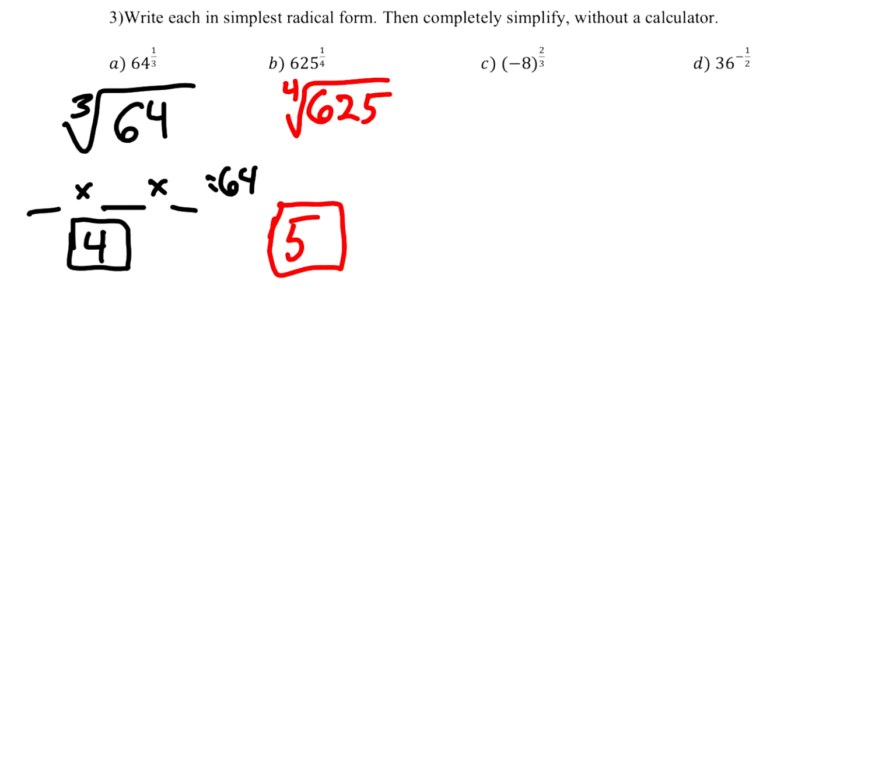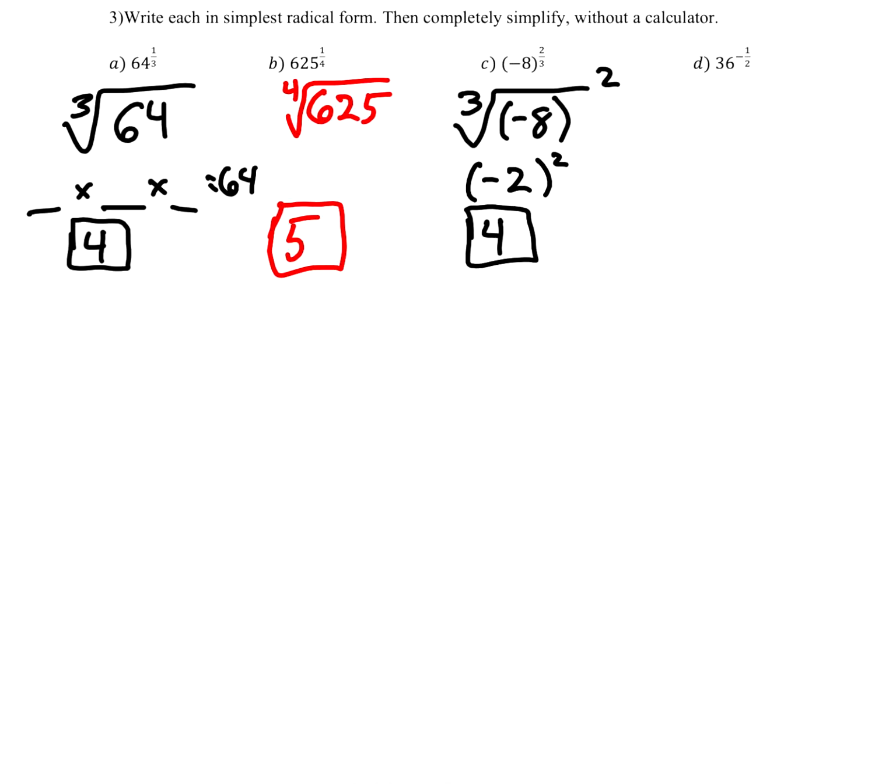C is negative. So the base is negative here, negative 8 to the 2 over 3. So my 3 is in the denominator of my exponent, so that would be the cube root of, make sure you keep negative 8 in parentheses, of negative 8. Now you could square negative 8 on the inside. I'm going to choose to square everything at the end. So the cube root of negative 8 would be negative 2 times negative 2 times negative 2. Yep, it'd be negative 2. And negative 2, make sure you keep it in parentheses, then gets squared. So negative 2 times negative 2 is 4.